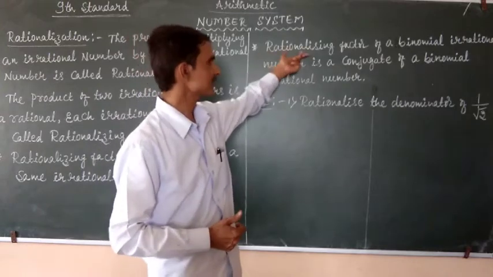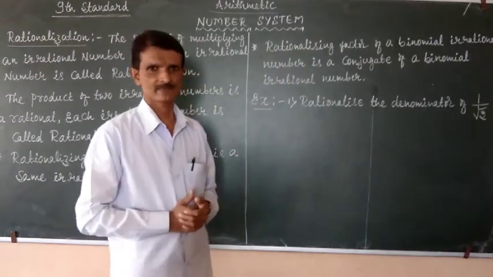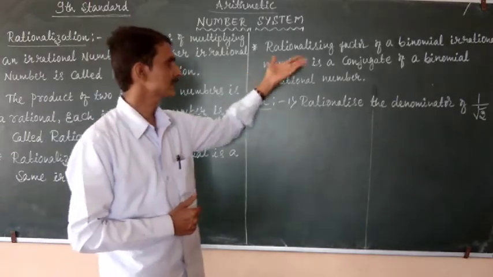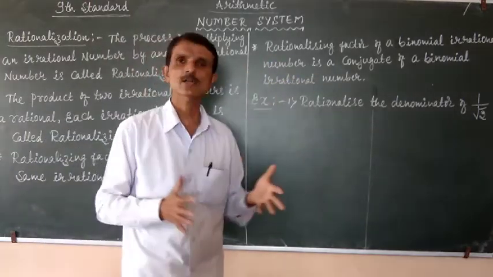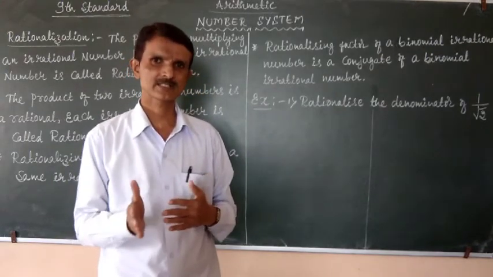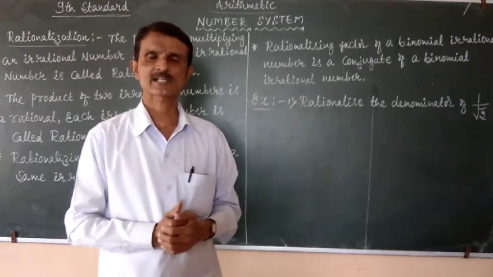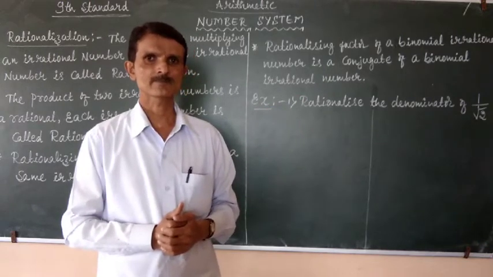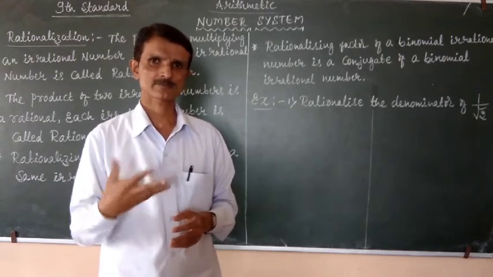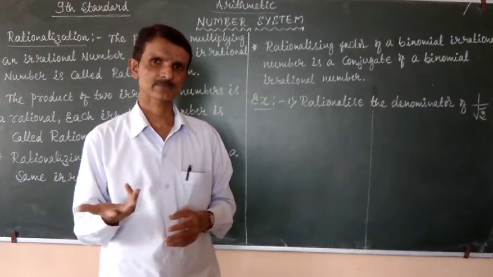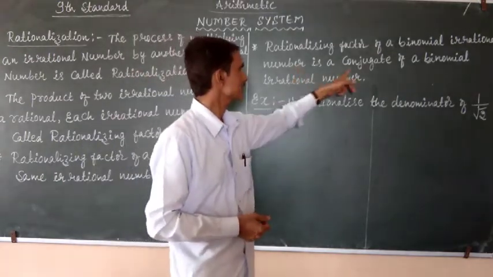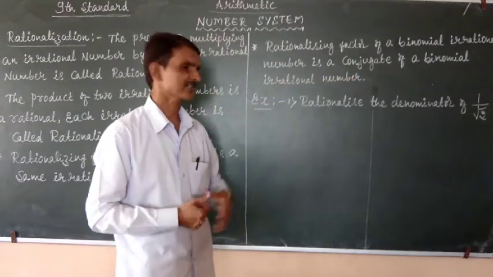Whereas in the case of a binomial irrational number, the rationalizing factor is the conjugate. Conjugate means we have to change the sign of the given binomial irrational number. In case of plus, we write minus. In case of minus, we write plus. That is the conjugate of a binomial irrational number.